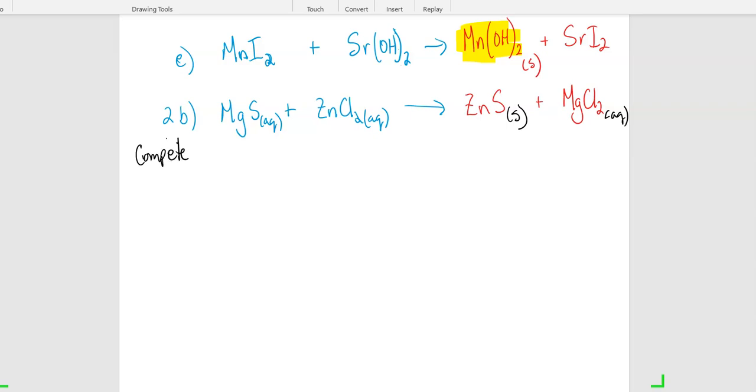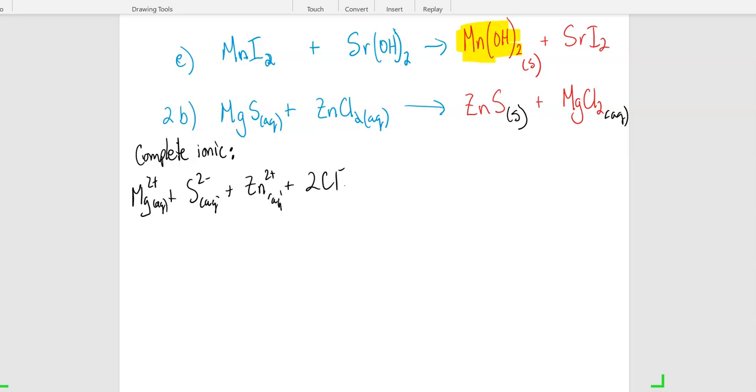So our complete ionic equation, everything that's aqueous should be written out as its ions, Mg2+ S2-. Just to make sure that we are balanced, right? This one was pretty straightforward because magnesium 1, sulfur 1, zinc 1, and chlorine has 2. So it's already balanced. So we've just got plus Zn2+ 2 Cl-. These would all be aqueous, so we want to make sure that we write that.